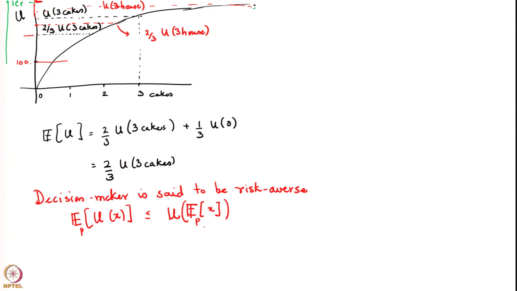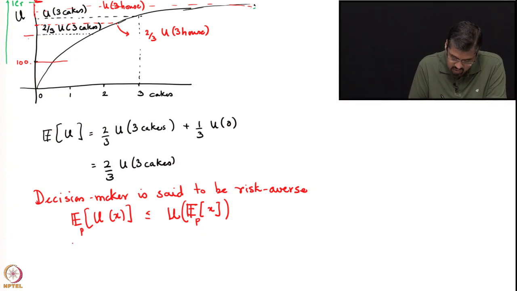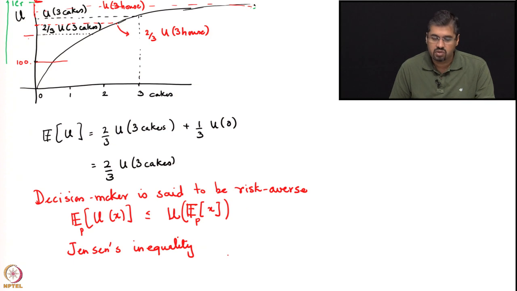Now, this inequality here is actually an example of what is called Jensen's inequality. And this holds whenever U is concave. So, if U is concave, then you would always have this property that the expected utility is always less than or equal to the utility of the expected outcome, or the mean outcome. So the expected utility on the left hand side is essentially the utility that you would get from the lottery. The utility of the expected outcome is the utility that you would get when you are given with certainty the average outcome of the lottery, right.